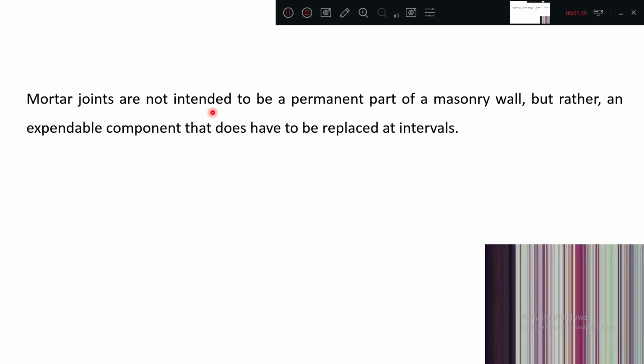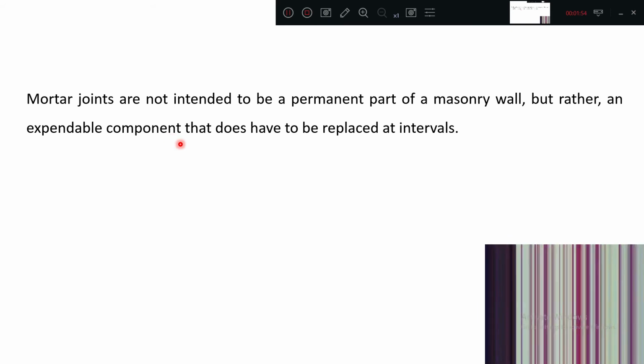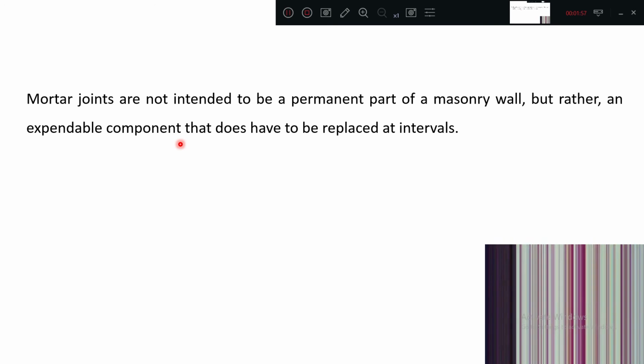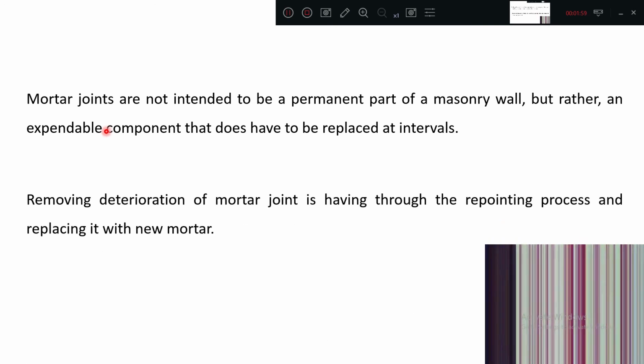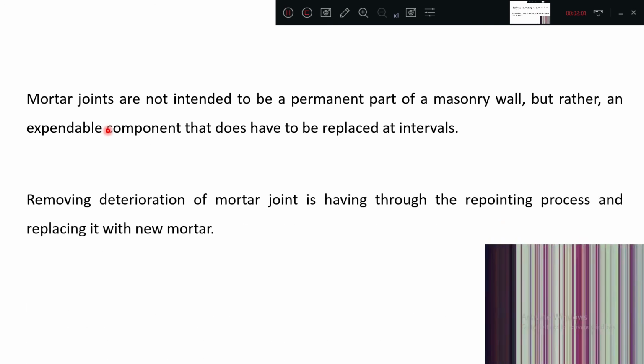Mortar joints are not intended to be a permanent part of the masonry wall, but rather an expendable component that has to be replaced at intervals. Means what? On a day-to-day basis mortar joints have to be replaced, means continuous plastering has to be done. If it is not completely plastered, if it is exposed without plastering, then these joints should be continuously renewed. If complete plastering is done on the exterior or interior surface, then these joints need not be redone on a continuous basis.